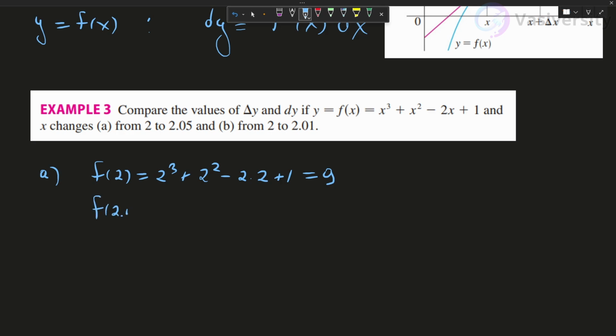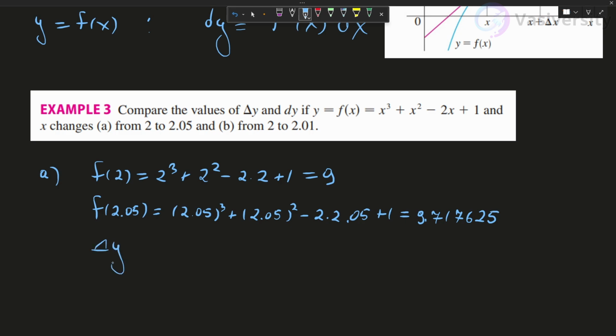So f of 2.05, doing the same thing, but now we're going to use the calculator: 2.05 cubed plus 2.05 squared minus 2 times 2.05 plus 1 is equal to 9.717625. Okay, so delta y is going to be the change, f of 2.05 minus f of 2, which is equal to 0.717625.